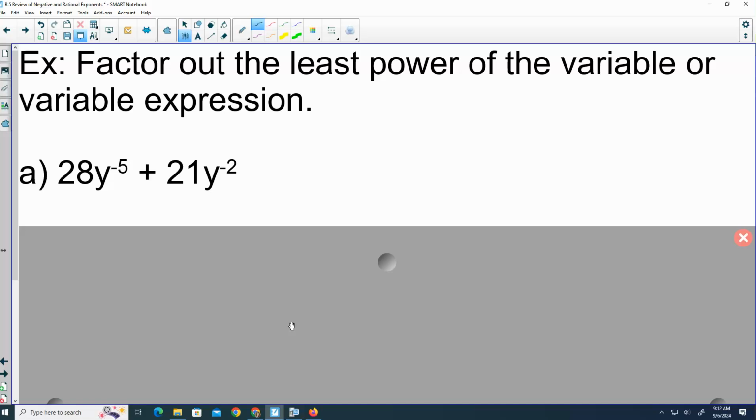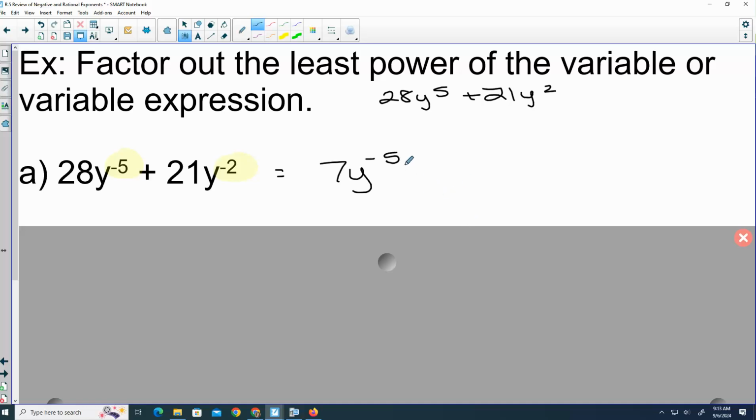2 terms. So looking at each term, the coefficients, 28 and 21, I could take out 7. Okay. 7y. And then we look, they both have y's. Now, if I said 28 y to the 5th plus 21 y squared, if those exponents were positive, how many y's would you take out? 2. Why? Because that's the most you can take out. Right, 2 is smaller than 5. If my exponents are negative 5 and negative 2, which one is smaller? Negative 5. So I'm going to take out 7y to the negative 5th.